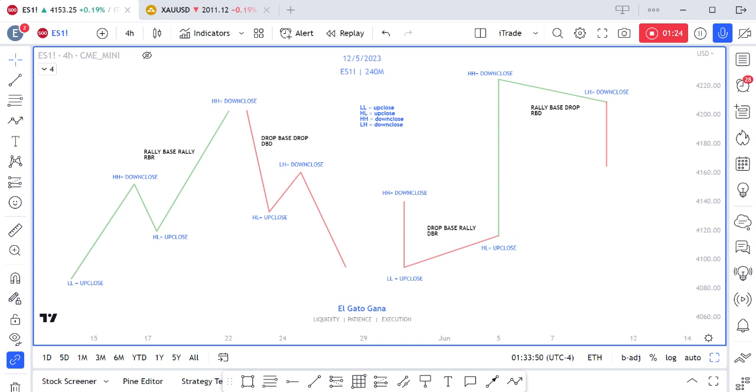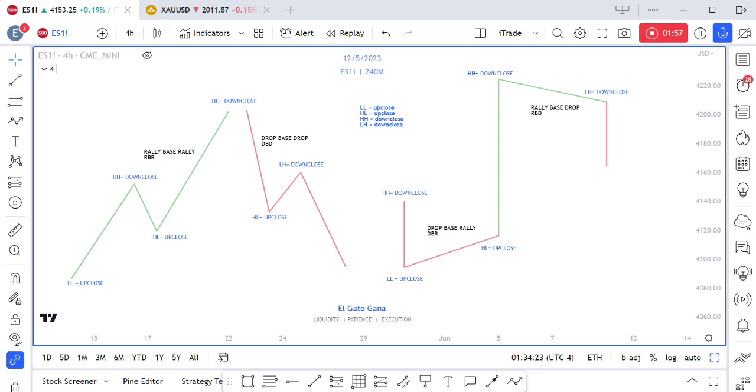At the higher high, that creates a down close candle, which leads us to this drop base drop, right? The DBD. So from the higher high, we have a down close candle, which takes us to this higher low, which creates an up close candle, and it takes us to the lower high. And the lower high creates a down close candle, which takes you down to create the lower low, right?